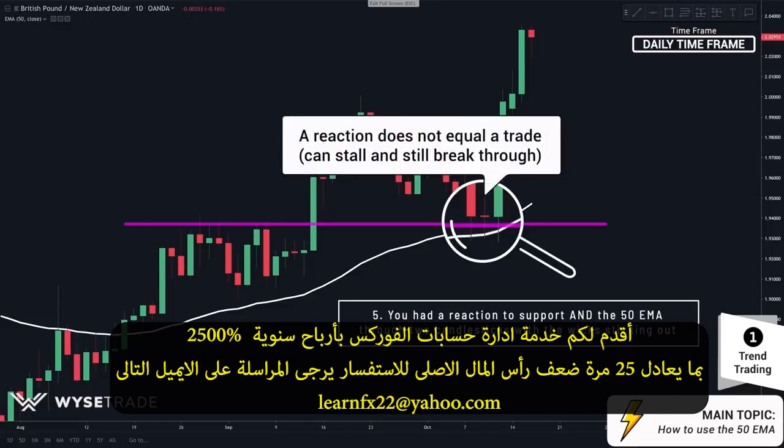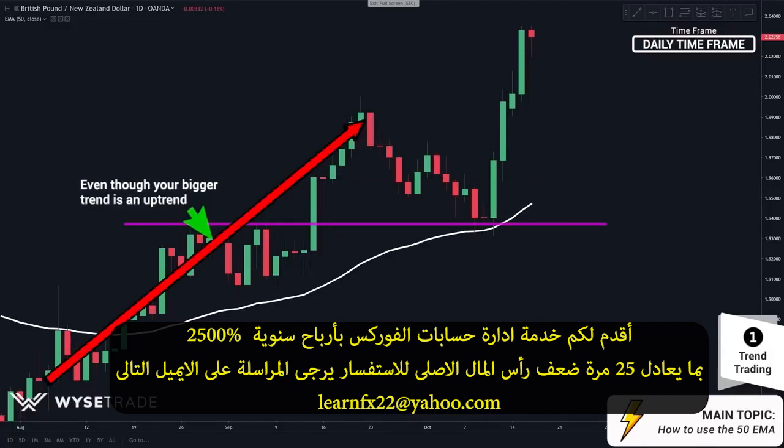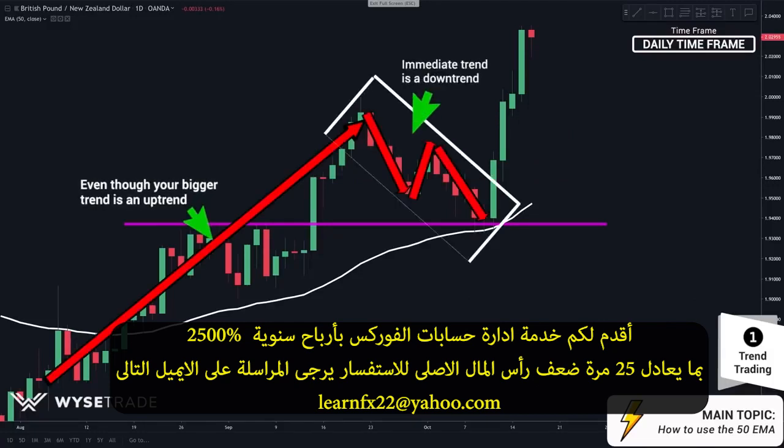Again, a reaction does not equal a trade, as price can stall at the 50 EMA and support level and still break right through. As a reminder, even though your big picture trend is an uptrend, your short-term trend is a downtrend and can continue on, so you need confirmation that the short-term downtrend is over.